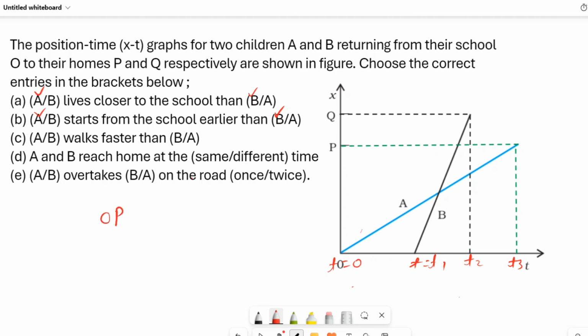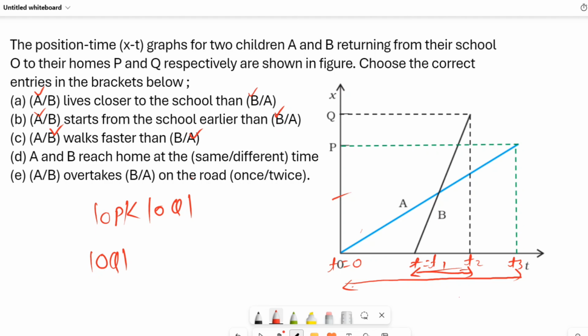We have already seen that OP is less than OQ. So student A is covering less distance in more time, from t equals 0 to t equals T3. At the same time, student B, who has started after A at T1, is covering more distance. B is covering distance OQ in less time, from T1 to T2. Clearly, you can see that from T1 to T2, the time is less as compared to from t equals 0 to t equals T3. So clearly, we conclude from here that B walks faster than A. In other words, we can say that the speed of B is more than the speed of A.